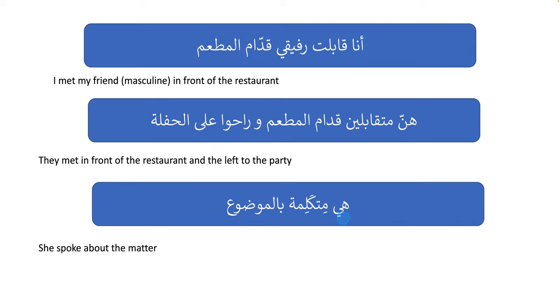Our third example, هي متكلمة بالموضوع. She talked about the matter or about the subject. So here متكلمة, that's the active participle for she, third person.